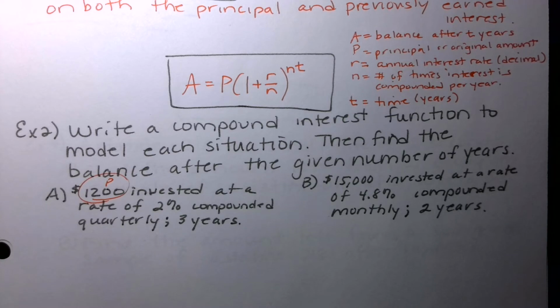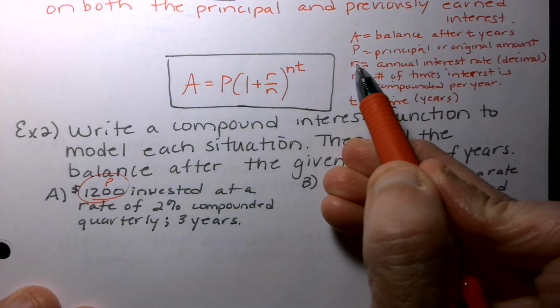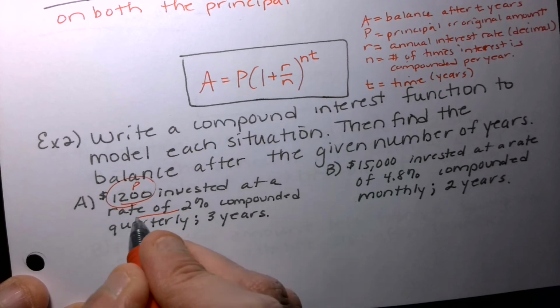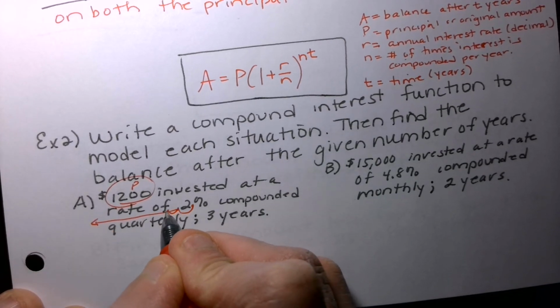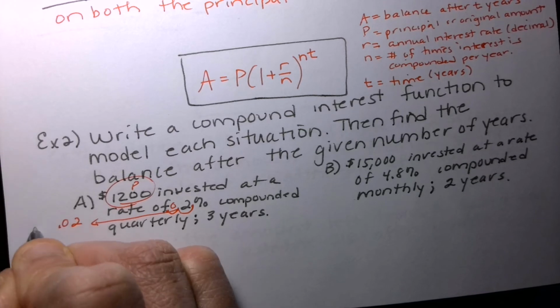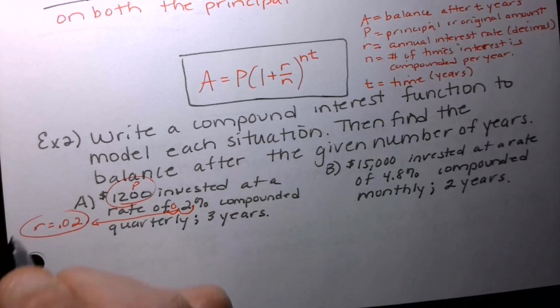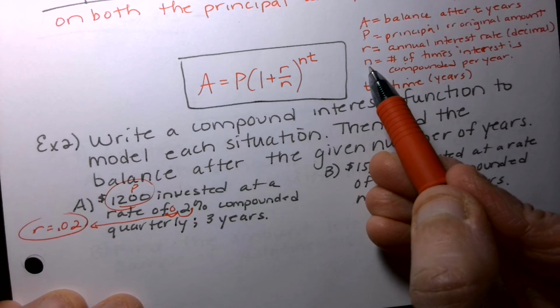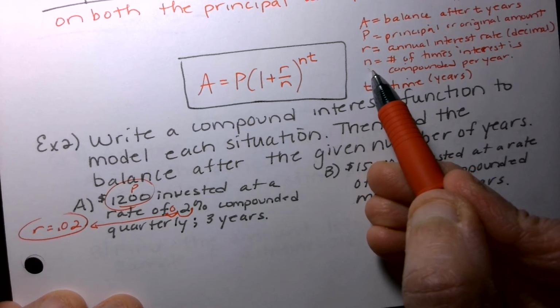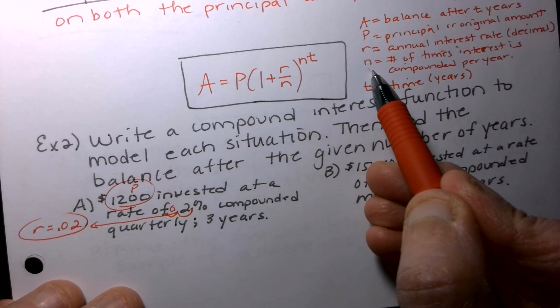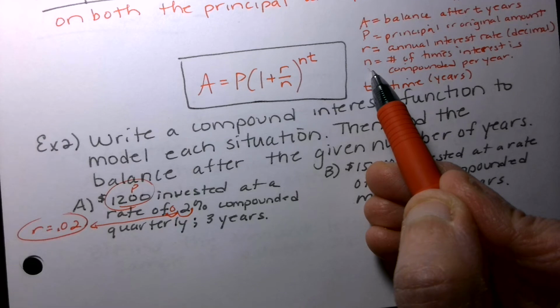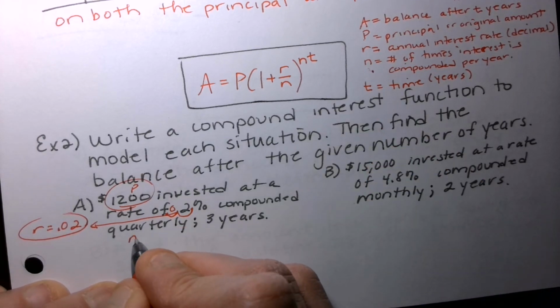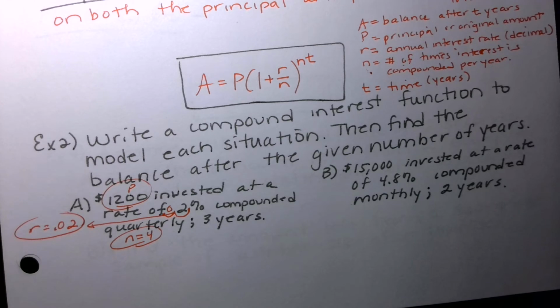At a rate of 2%. Which one talked about our rate? Our R. But remember, we need it in a decimal form, so we move the decimal over 2 spots. We get 0.02, and that is our rate. Compounded quarterly. So if it's quarterly, how many times a year? What is N? How many times a year does it get compounded? Quarterly means every 3 months. So that would be 4 times a year. So that means N is 4. That's what that information tells you.